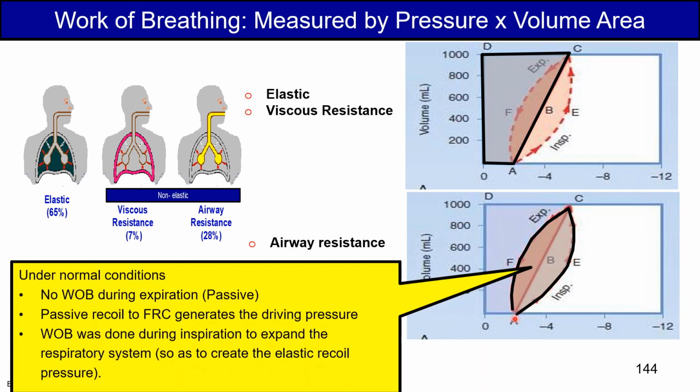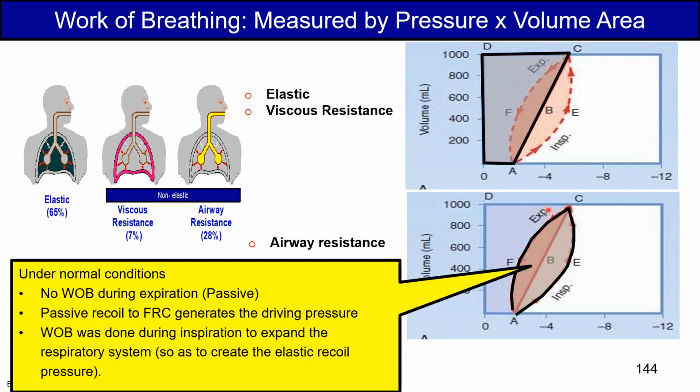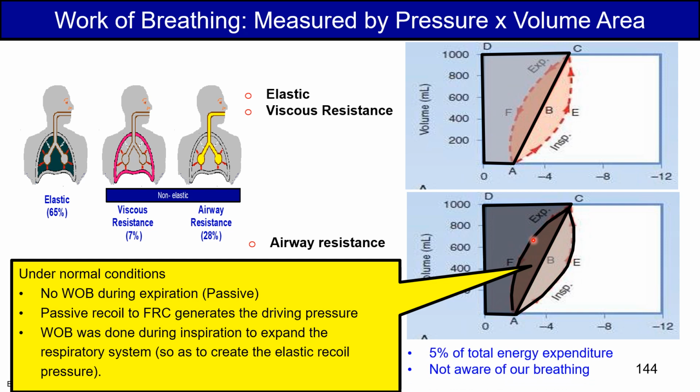Now, under normal conditions, there's no work of breathing during expiration. It is a passive process. The passive recoil to FRC generates the driving pressure. The work of breathing was done during inspiration to expand the respiratory system so as to create the elastic recoil pressure necessary to expel air out during expiration. So normally, the total energy expenditure allotted for the work of breathing is only 5%, and thus it is so low that we're not aware that we are breathing.